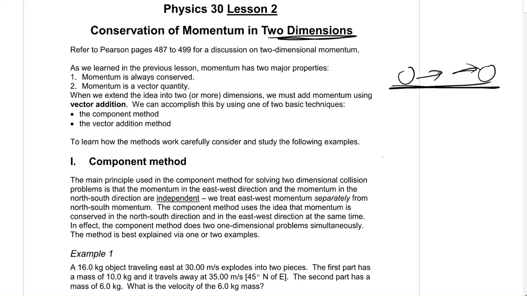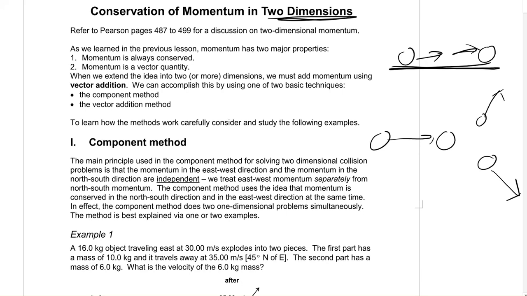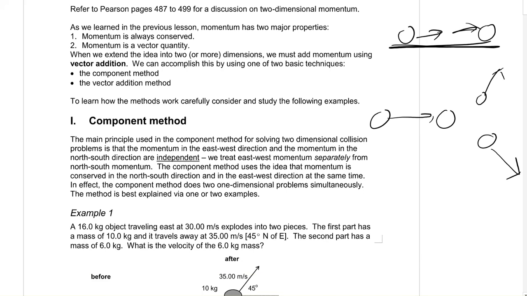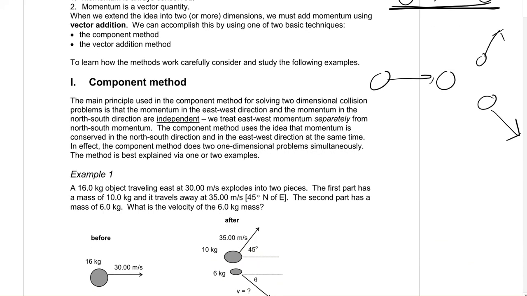Now what we're going to be doing is having this ball hit this ball and then they go off in different directions, right? That one goes that way, maybe that one goes that way. So that type of a thing. So 2 dimensions. What this requires is us to remember from Physics 20 the component method, right?